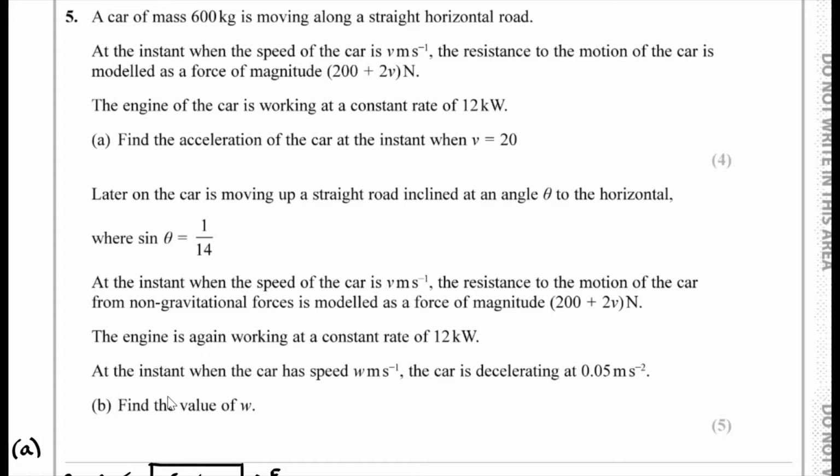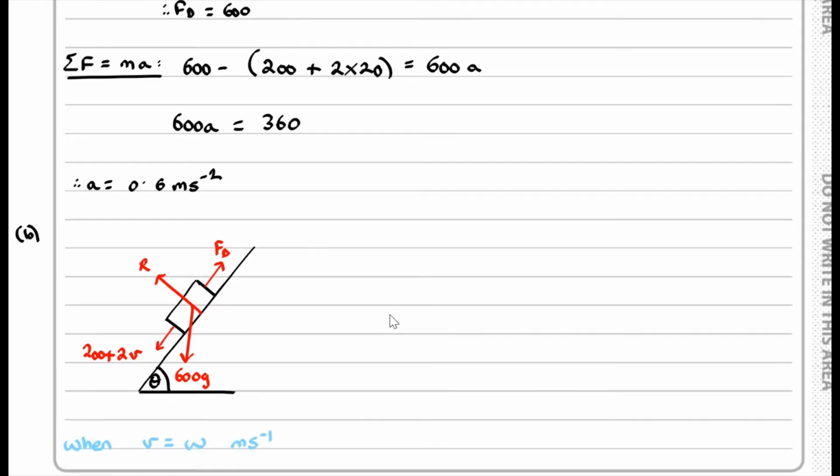Well, I think at this point it would be a good idea to sketch out this entire situation. So, having drawn the diagram, of course, we're inclined at an angle theta. We've got this driving force Fd, we've got this resistance force 200 plus 2v. We've got the weight component.